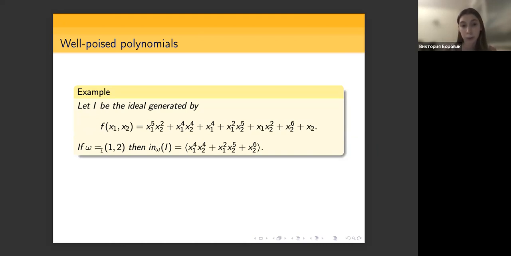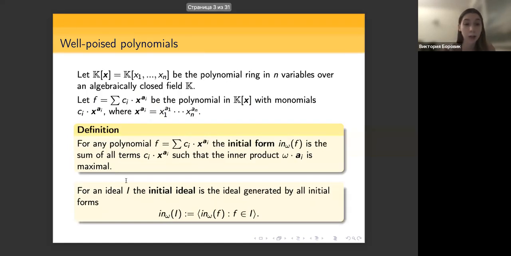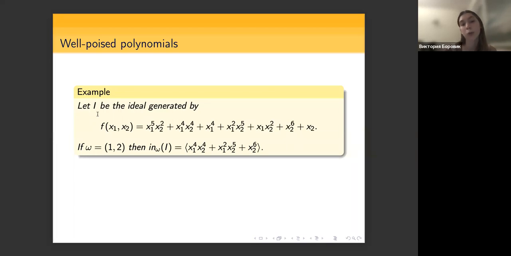So, for example, if omega is the vector (a, 2), the initial form of this polynomial will be such a polynomial. The maximal inner product will be 4 plus 8, that is 12. And also, I will consider the initial ideal. It is the ideal generated by all initial forms. So in my example, the ideal was principal, so the initial ideal is just the ideal generated by one initial form.